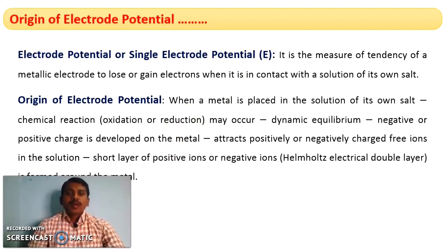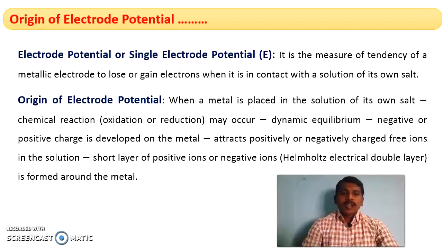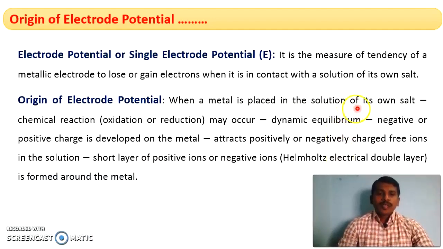Consider a metallic electrode which is dipped in its own salt solution. Take a metal electrode and dip it in its own salt solution. Then a chemical reaction occurs. It may be either oxidation or reduction, depending upon the reactivity of the electrode. Then after that, a dynamic equilibrium will be established between the electrode and the electrolyte.